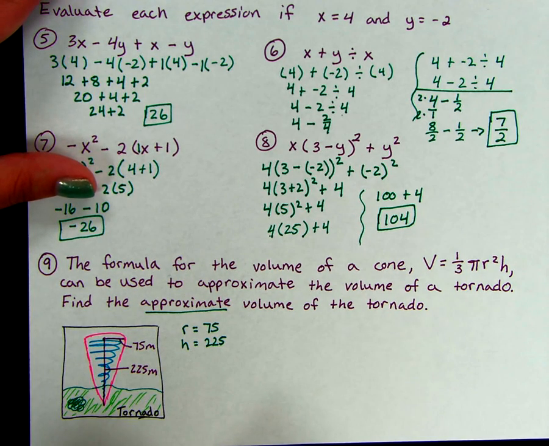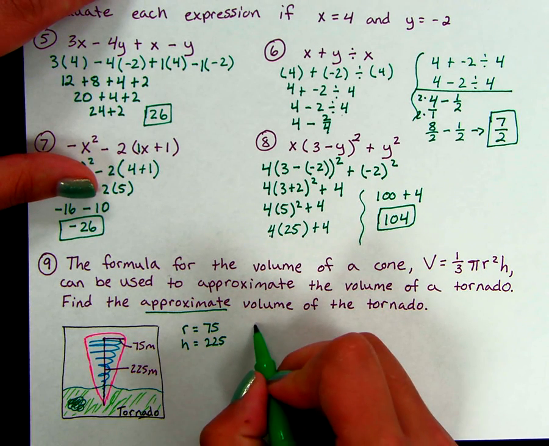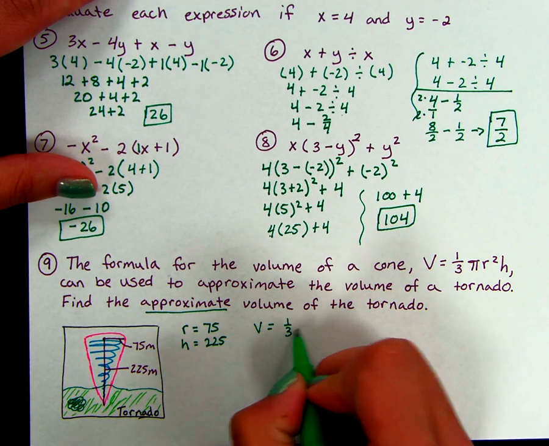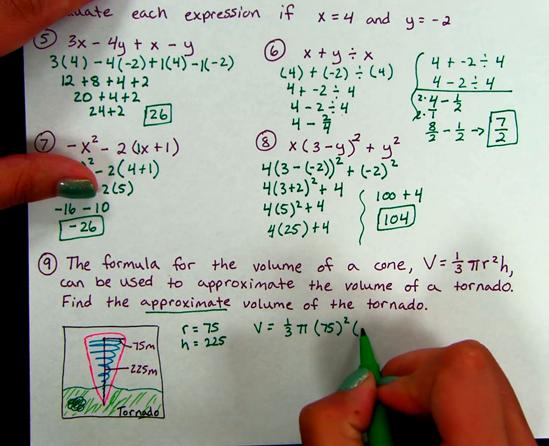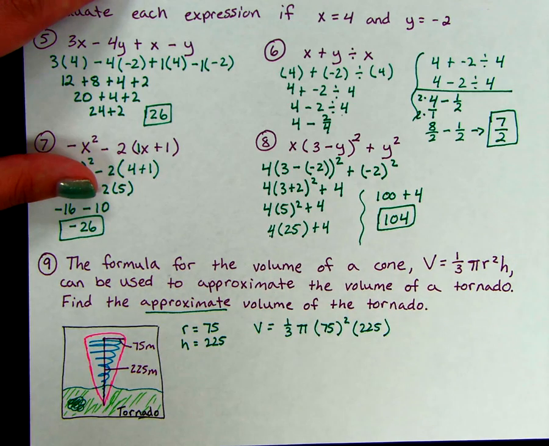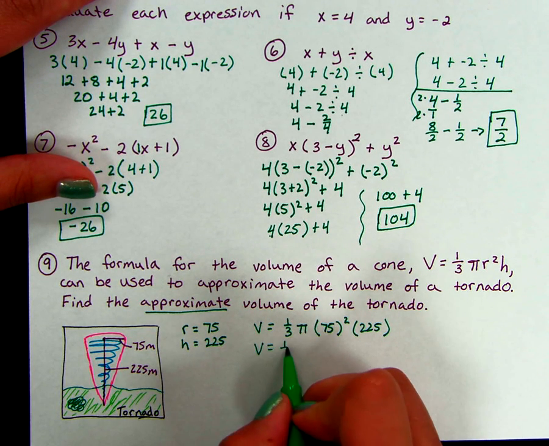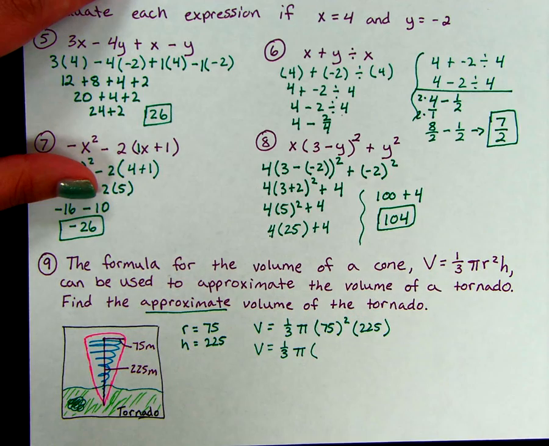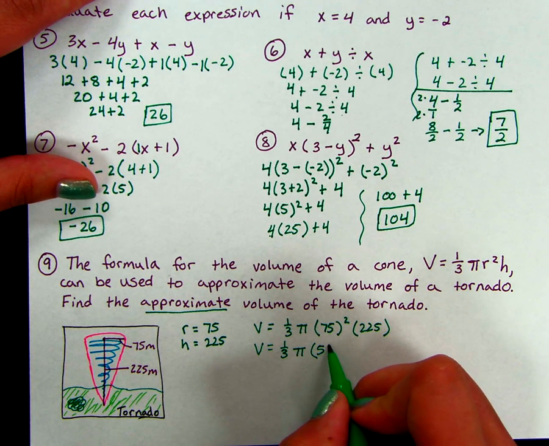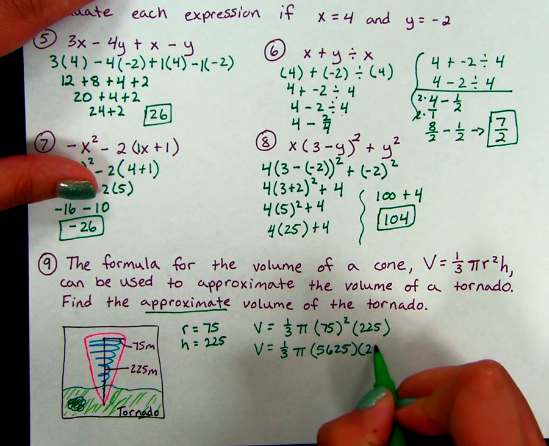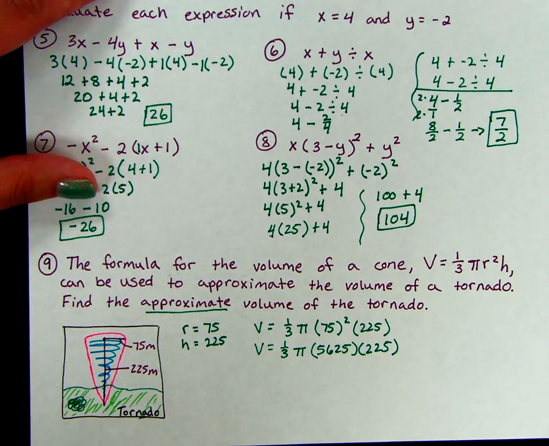So now we're just going to use our evaluating properties to do that. So V equals 1/3 pi, and then I'm replacing R with 75 and H with 225. So now we're just going to go through our simplifying process. So V equals 1/3 pi, and then 75 squared, so that's kind of a big one, so if you need to use your calculator, that's fine, is going to be 5,625 times 225.